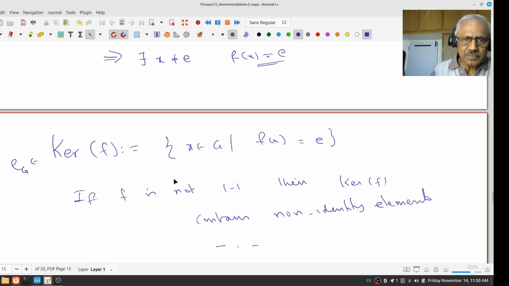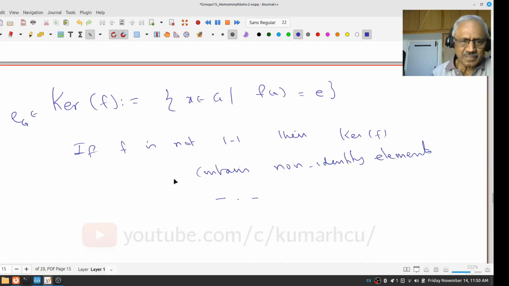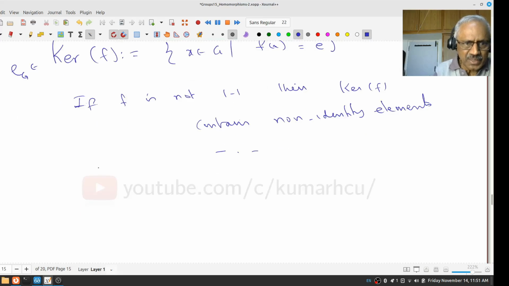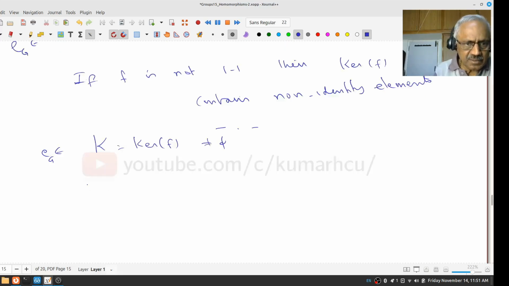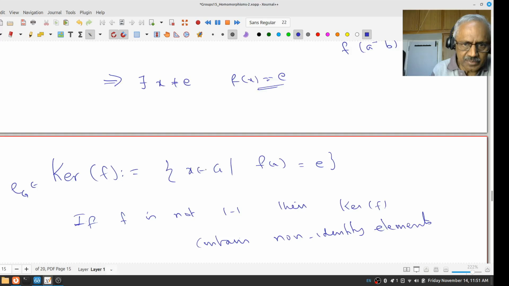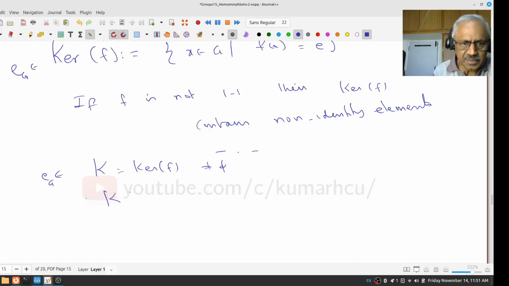Since the flow is affected, I think I will take an easy route. Let K equal kernel of f. As I said, this is non-empty. I claim this K is a subgroup. Remember, it's a subset of G. Therefore, I want to say it's a subgroup of G.